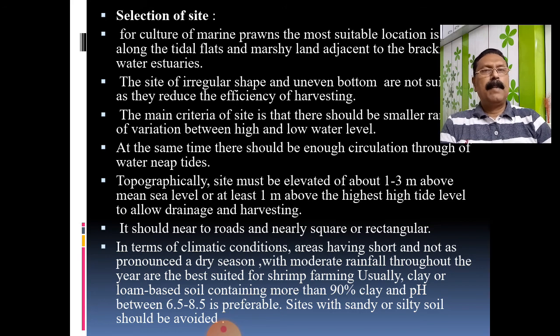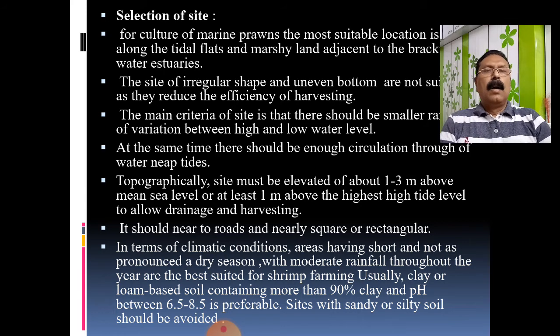Therefore, at the same time there should be enough water circulation throughout the pond with the help of neap tides. So the neap tide is essential. The plain bottom of the pond is essential. Irregular surface is avoided, and the site must be near the brackish water, or near the tidal flat, which is a suitable place for selection.